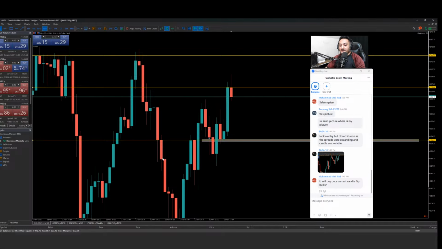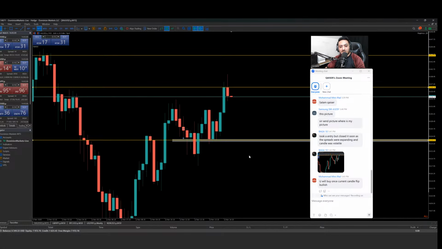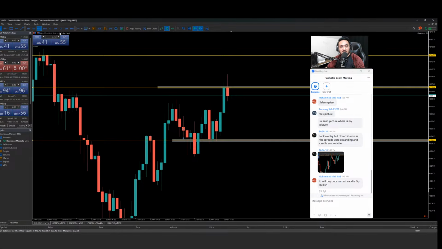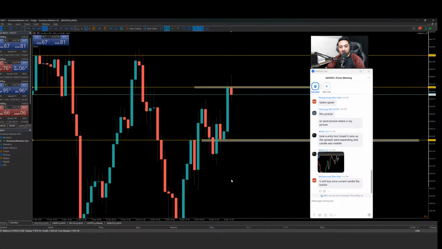So, waiting. You know what? The 50-minute candle closed now. Look at this one. The 50-minute candle closed in a bearish form, and there are 15 minutes left for the opening of the NY session. Let's see what it's going to bring to the table.